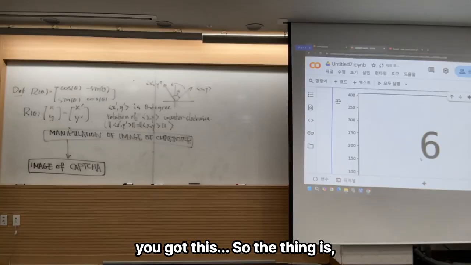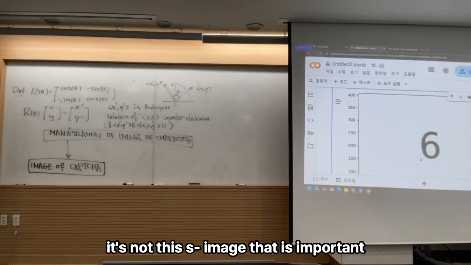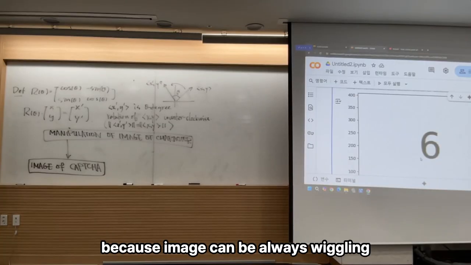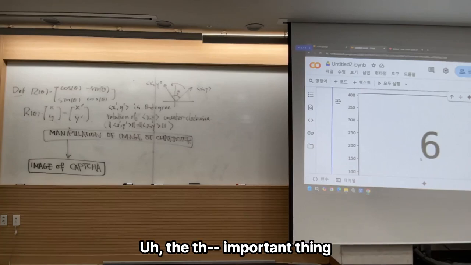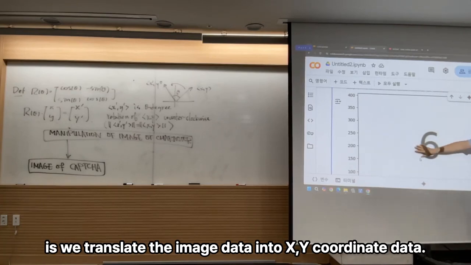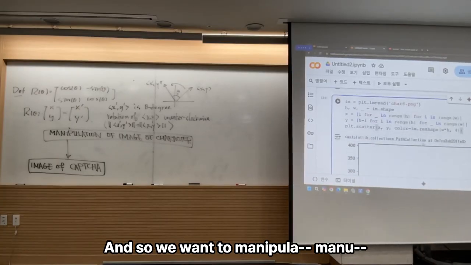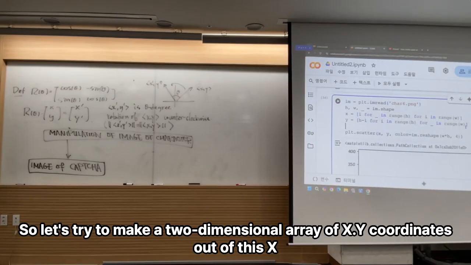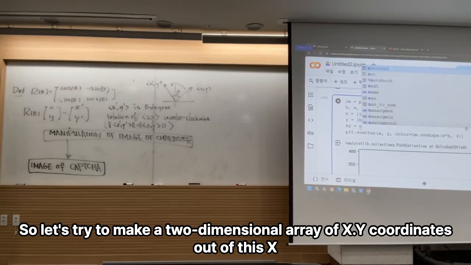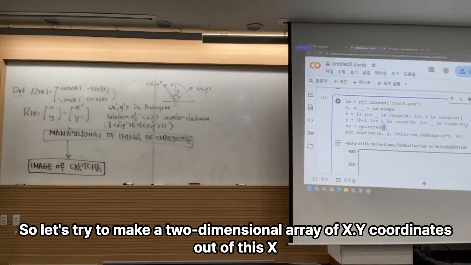The thing is, it's not this image that is important, because the image can always wiggle, because we are going to make a CAPTCHA. The important thing is we translate the image data into XY coordinate data, and so we want to manipulate this data. So let's try to make a two-dimensional array of XY coordinates out of this x and y.